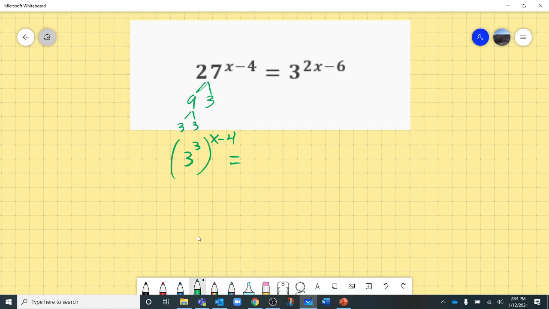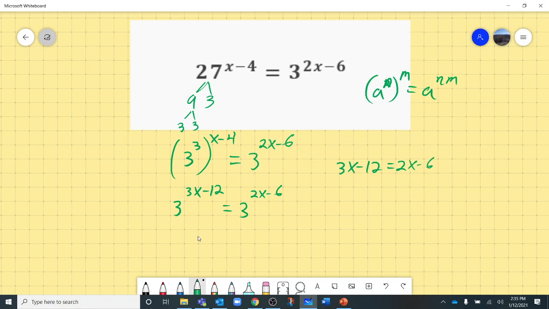Okay, so now it's almost to the point where we can solve it. 3 to the third, remember our properties of exponents, a power to a power, so a to the n raised to the m is equal to a to the nm. We multiply. So we're going to multiply that 3 and that x minus 4, and we get 3 to the 3x minus 12, don't forget to multiply the 3 by the 4, is equal to 3 to the 2x minus 6. Okay, now our bases are the same, so we just know that 3x minus 12 has to be the same as 2x minus 6, so we're just going to set those equal to each other.